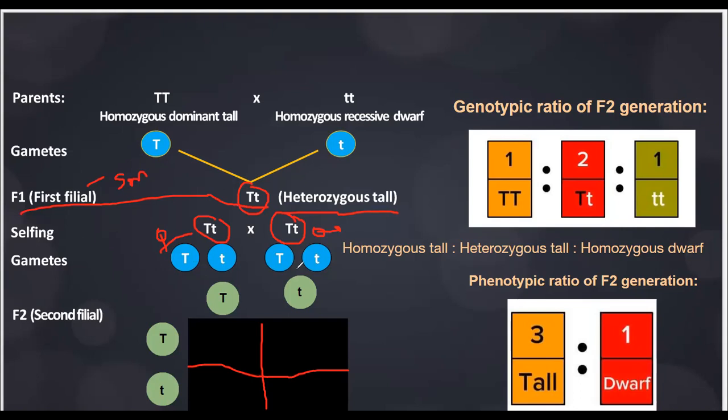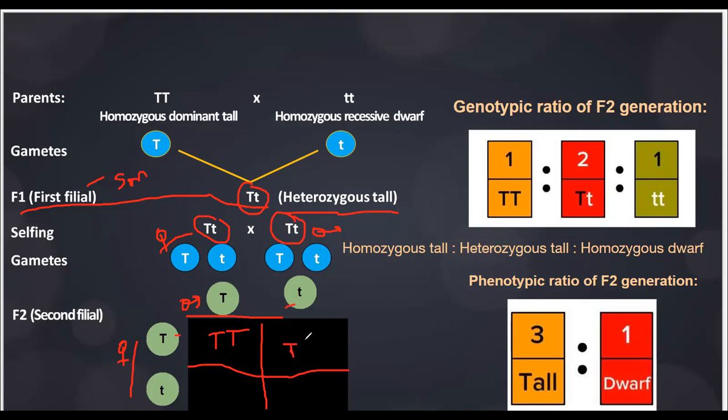Then gametes you will write separately. So for this, you do the checkerboard method. You draw a box and you write the gametes separately, horizontally and vertically. So let's say this is the male represented and this is the female represented. Now you will do the multiplication. So first you will do this into this. Capital T into capital T will give you two capital T. Then this into this.